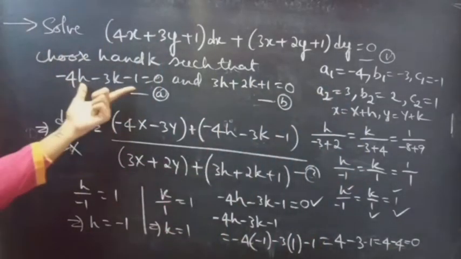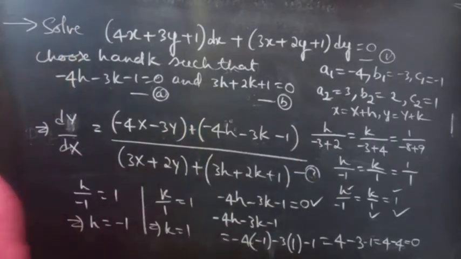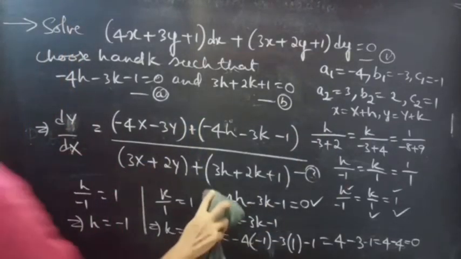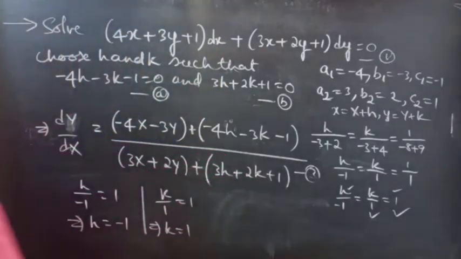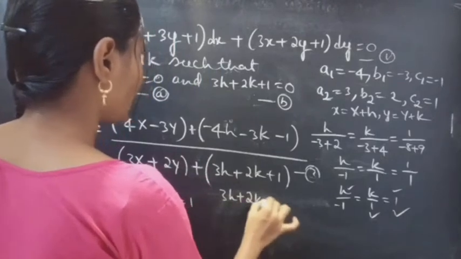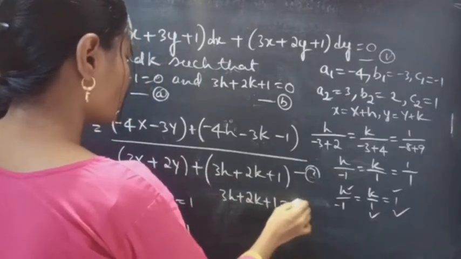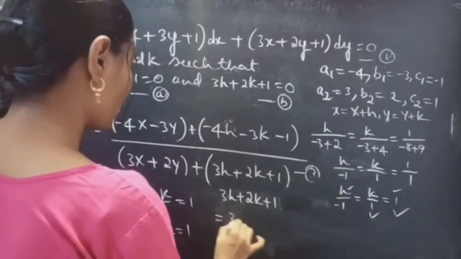So we got this. That means this polynomial became 0. Now let's check the second one. That is equation B should happen. 3h plus 2k plus 1 must be equal to 0. Okay, fine. Now let's substitute the values of h and k.